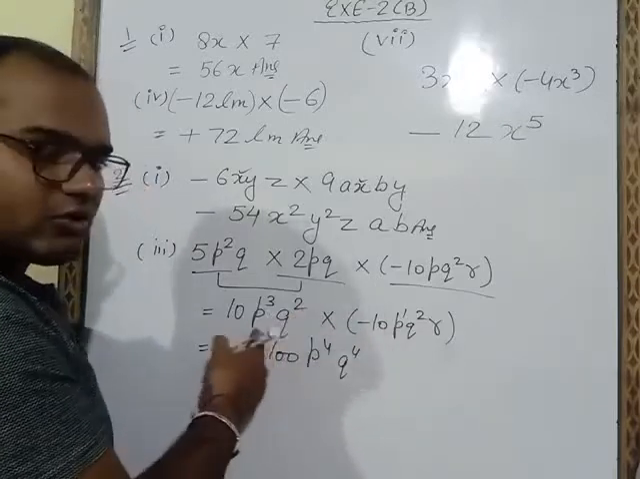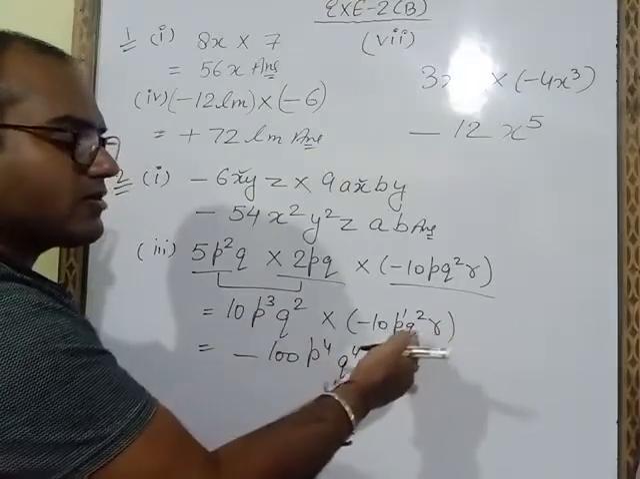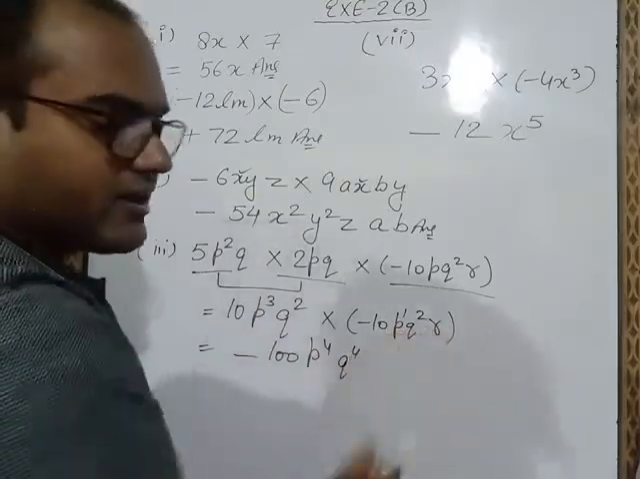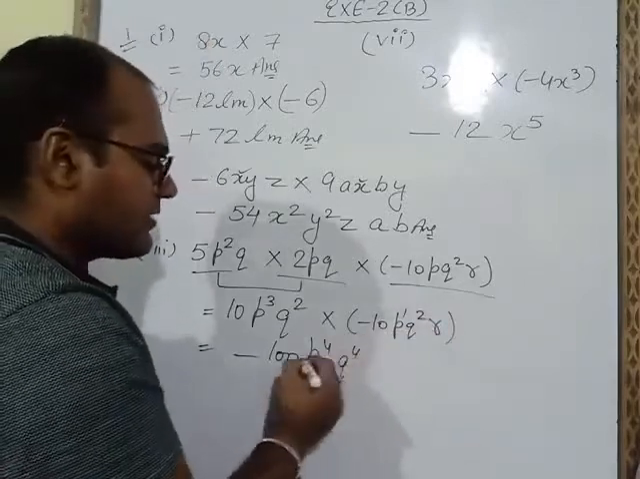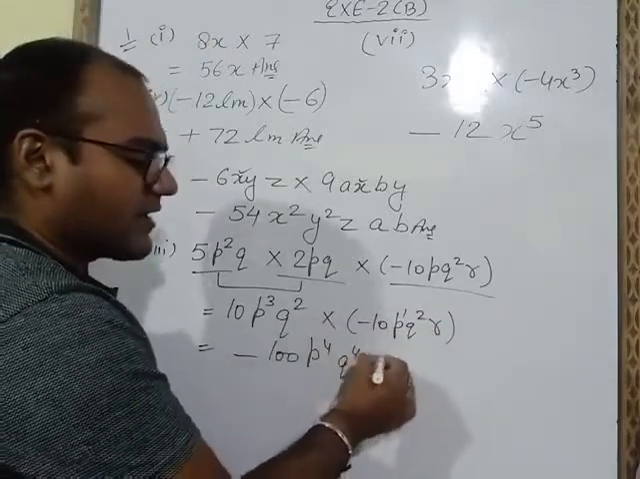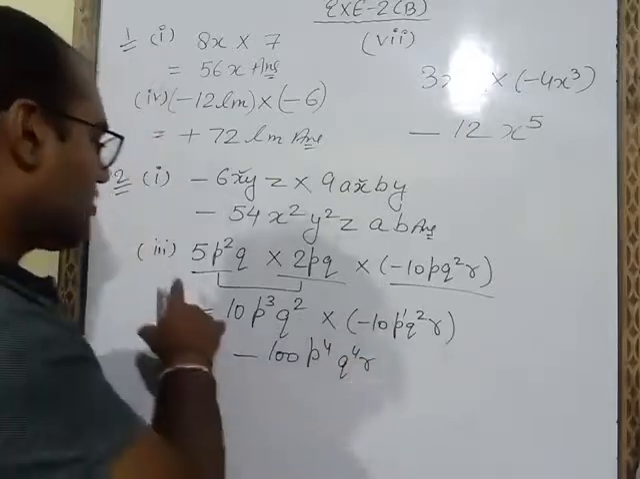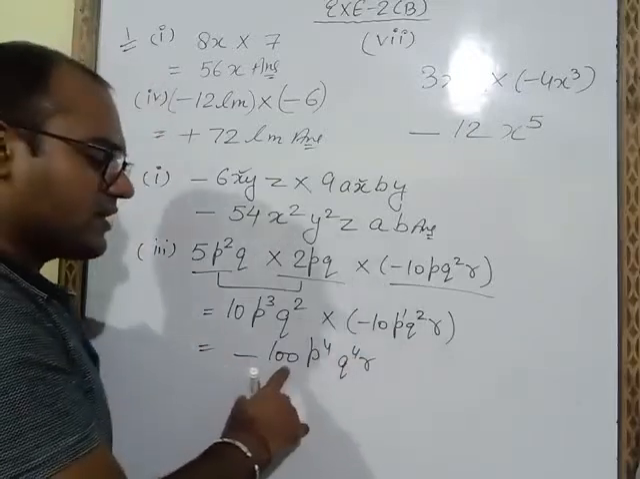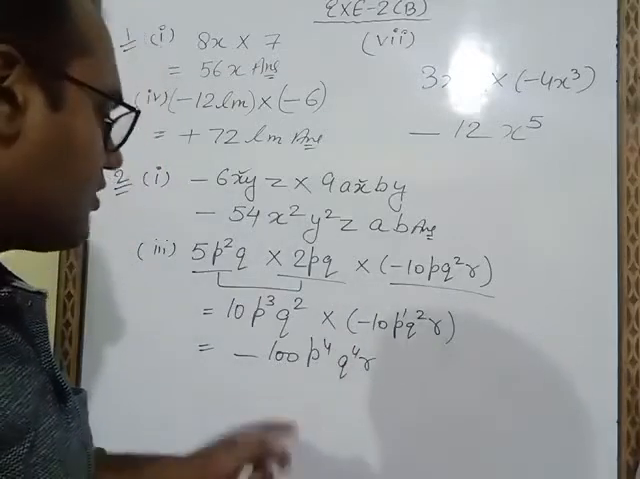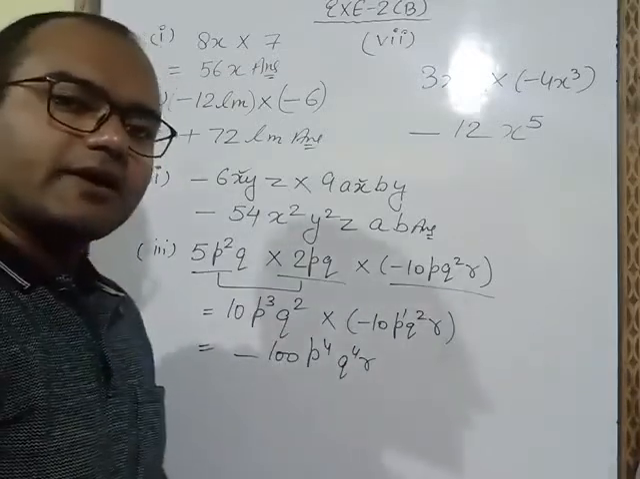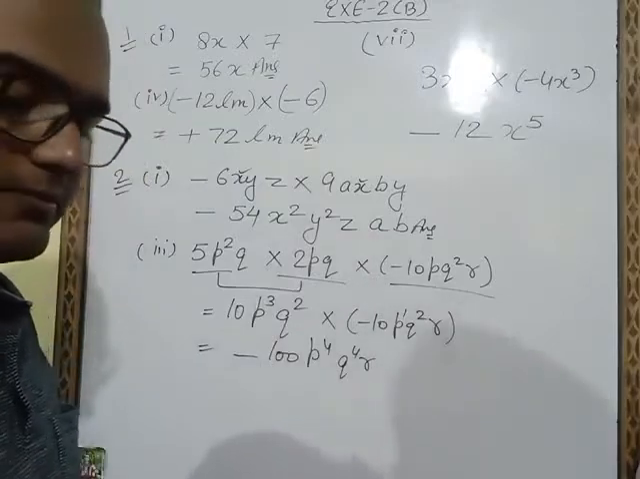Here R is not given, but in the second term you will see R is there. So on multiplying these two we will get R also here. So final answer of third part is minus 100 P power 4 Q power 4 R. So like this you have to do question number second. Now see question number third.